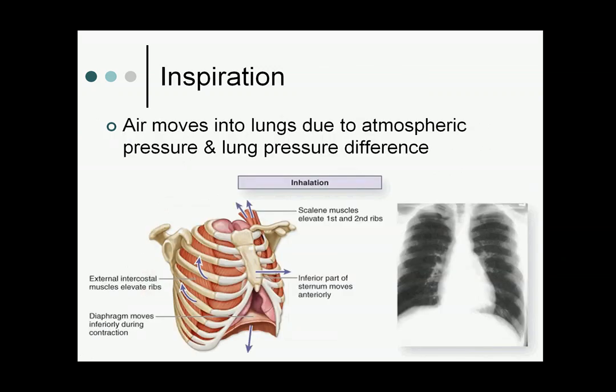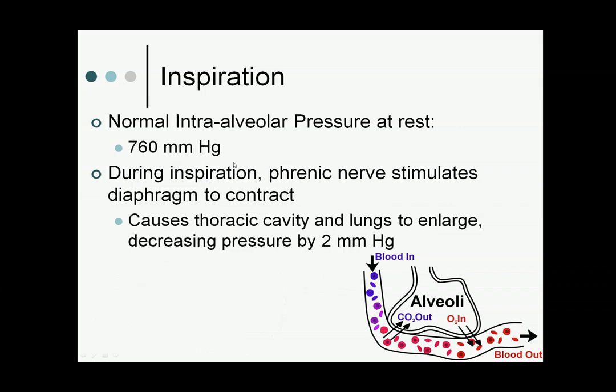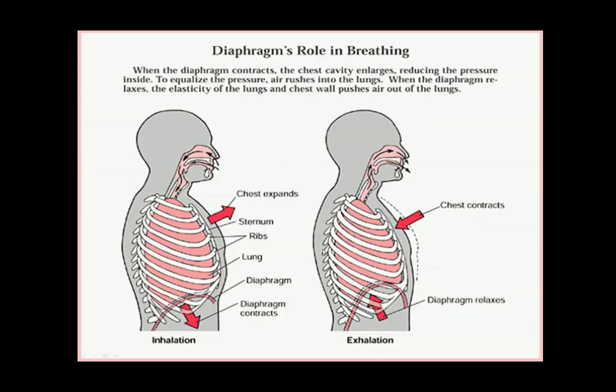Inspiration is due to lots of things: the diaphragm, ribs, muscles that are surrounding here, even additional muscles that can do forceful inhalation. The reason the air moves into the lungs is because of a slight difference in atmospheric pressure, which you'll see in just a little bit. The alveoli at rest are at 760 millimeters of mercury. During inspiration, air is going to move in, most importantly oxygen. It's going to cause a decrease in pressure by 2 millimeters, so it's not much of a difference. But we'll see that in a second.